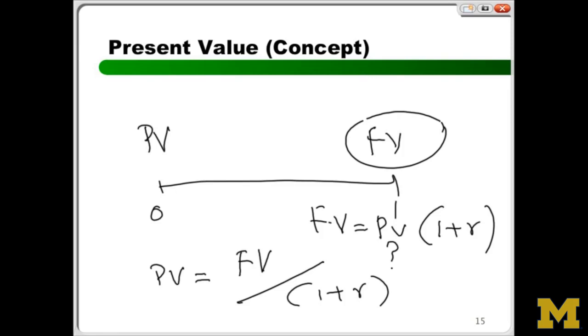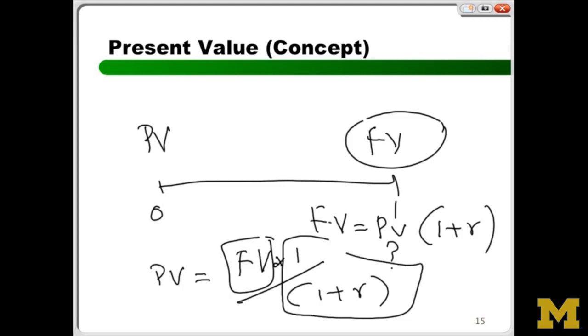What is the present value factor? 1 divided by 1 plus R, right? Because I'm taking the future value and multiplying it by 1, which is missing here because it doesn't matter, divided by 1 plus R, right? So this guy is telling me what? This guy is telling me the present value of $1 if I got it 1 year from now. I have to divide that by 1 plus R.